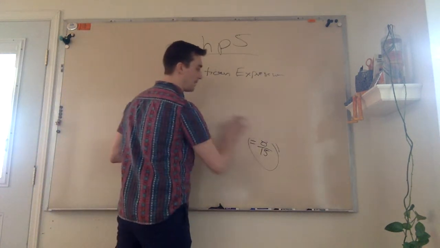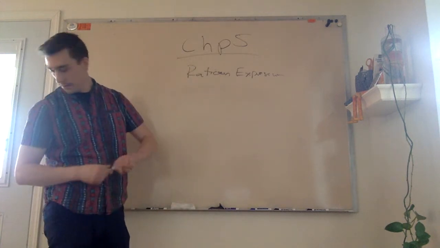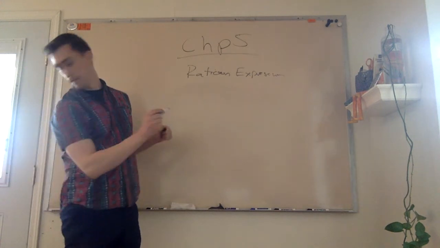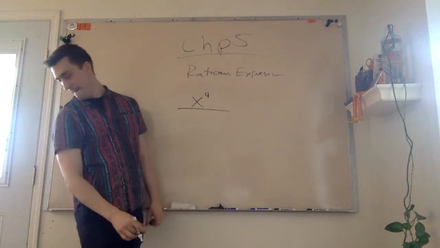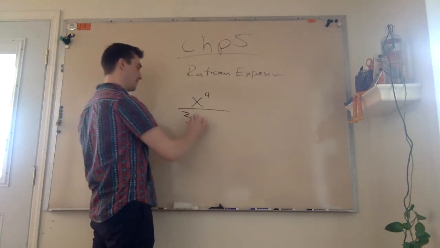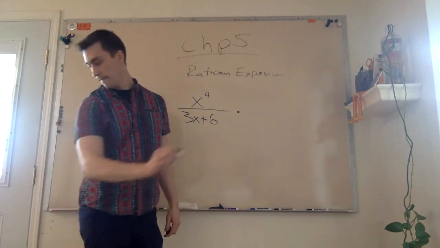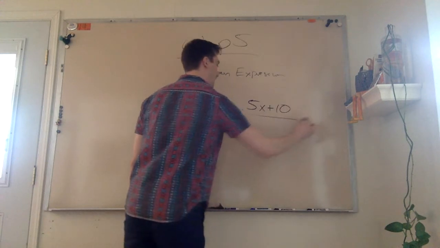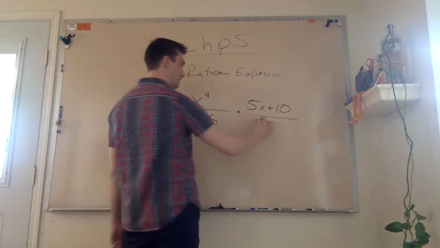Once these get more complicated, there's a better strategy. So let me pop one up here. Say x^4 divided by 3x plus 6, multiplied by 5x plus 10, divided by 5x^7.